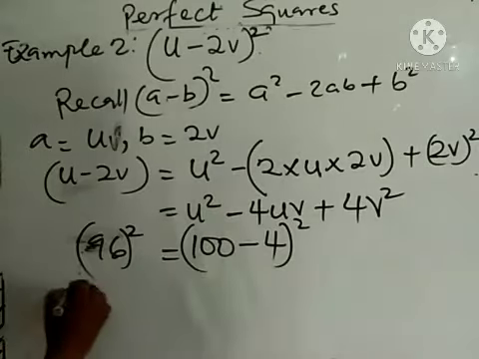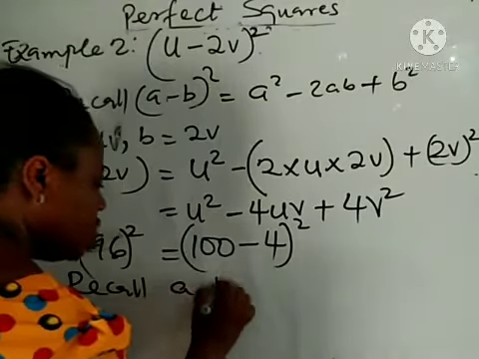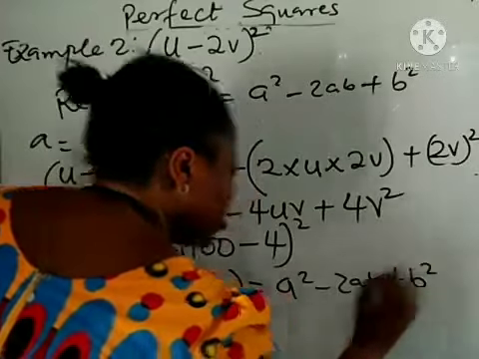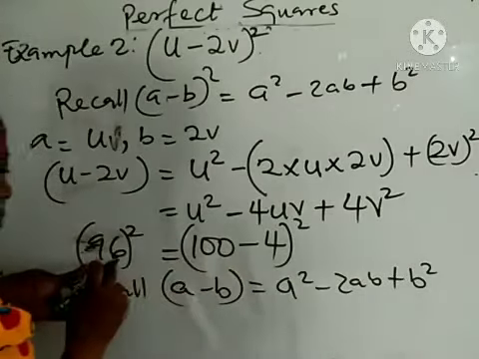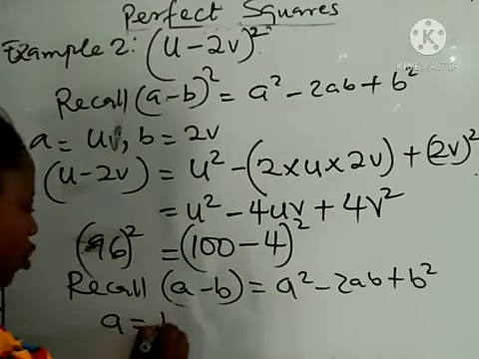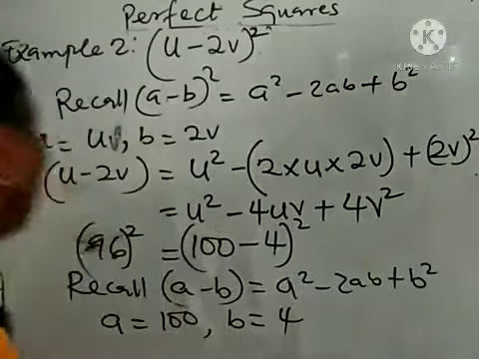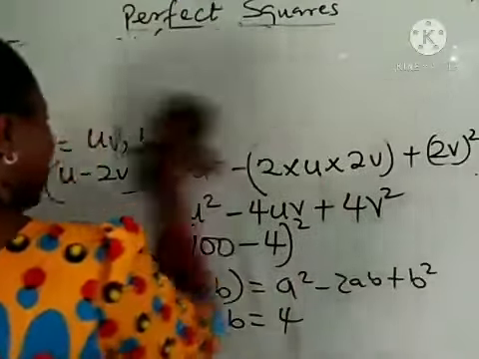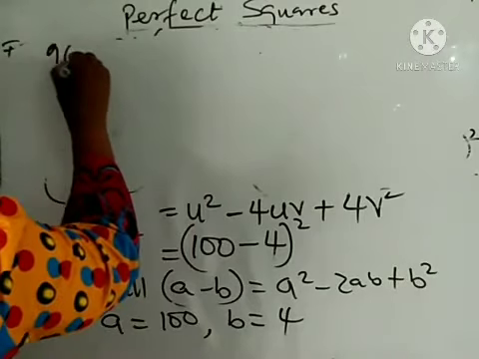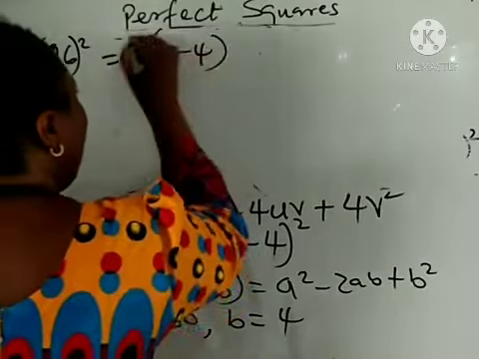96. So I can tell them, recall, isn't it? A minus B will give me what? A square minus 2ab plus what? B square. So in this case, if I compare this one now with this, my A is the same thing as what? 100. My B is the same thing as what? 4. In that case, I now have 96 squared, which is the same thing as 100 minus 4 all square.